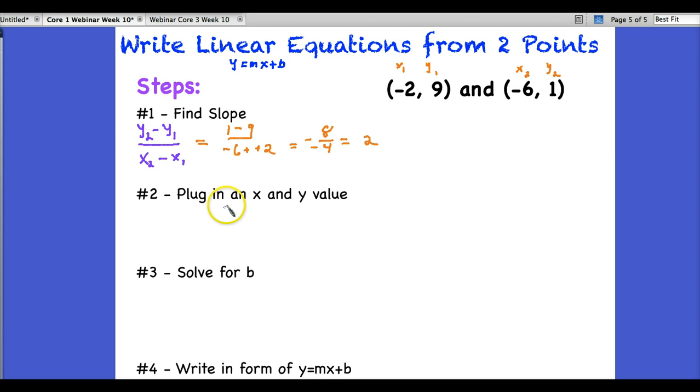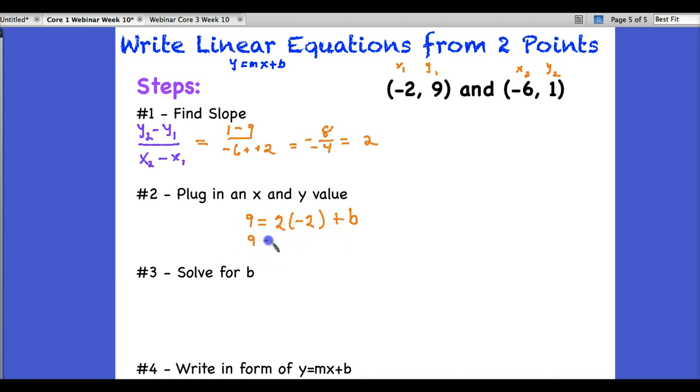Now, in order to finish writing, we've got m, we just need b. So in order to do that, we need to plug in an x and y value. And you can pick whichever point you want. I can pick the negative 2, 9, or I can pick the negative 6, 1. I'm going to pick the negative 2, 9, but it doesn't really matter. So I plug the 9 in for y. I already know m because I just found it, so that's 2. Then I plug my x in for x, and I'm going to solve for b. I don't know b, so I'm using my equation to help me solve for b.